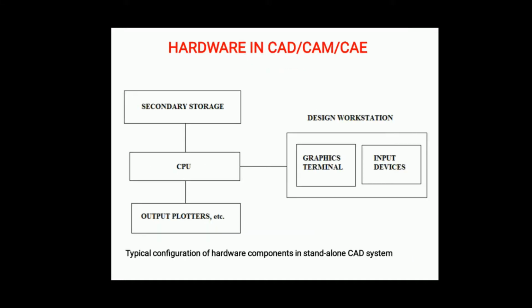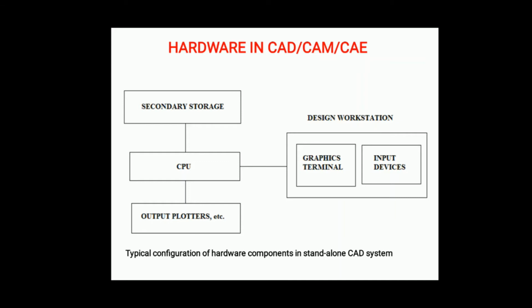So the next part is the hardware in the CAD CAM CAE system. Now you can see the image of the CAD CAM CAE hardware. One design workstation system is there. In that, graphics terminal and input device are there. Then secondary storage, CPU and output devices. So this is the typical configuration of the hardware components in a CAD CAM CAE system. The hardware used in a CAD system includes the design workstation, digital computers, that is the central processing unit, output devices such as plotters, printers and various secondary storage devices.